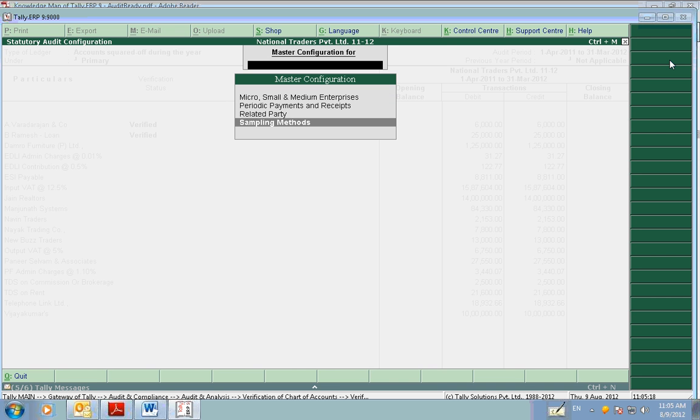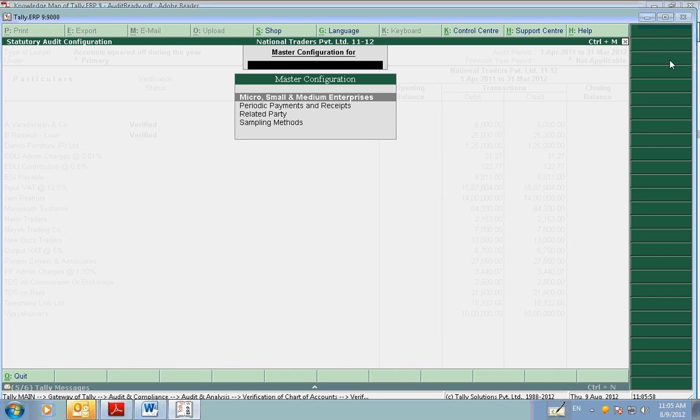We have here four options: micro, small, periodic payments, related parties and all that. Suppose you are dealing with sundry creditors with whom you are trying to do business, and you check which section they belong to, whether micro, small, medium, the small scale industries or business people, you can't hold their payment for more than 45 days. So the maximum credit period allowed is 45 days. So you can completely have a track of what was within 45 days, why was it not paid, or why have you not received, and all that. So these are the master configuration. You can just select them and see how this happens.